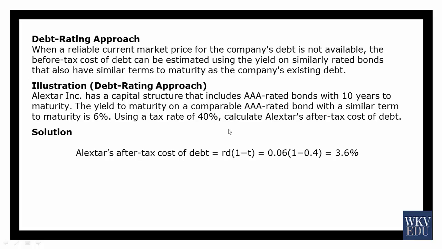When using the debt rating approach, adjustments might have to be made to the before tax cost of debt of the comparable company. The relative seniority and security of different issues affects ratings and yields, and these factors need to be incorporated when selecting a comparable bond and using its before tax cost of debt as a proxy for the cost of debt of the company being studied.